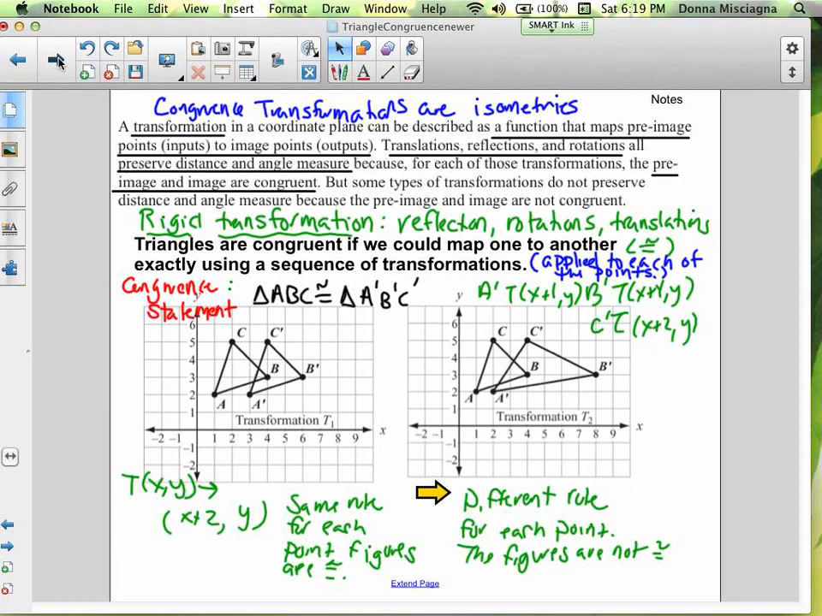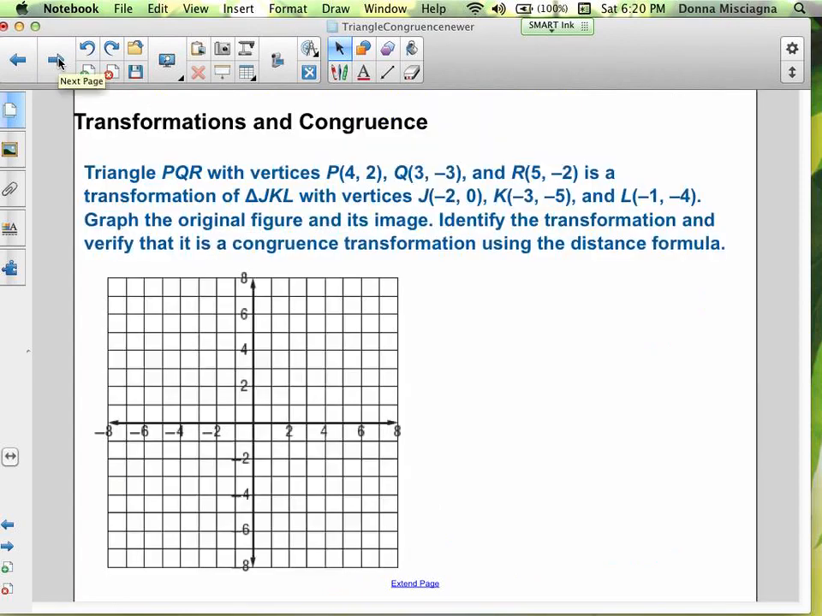And we're just waiting for the page to turn, and here it is. This one's not in your notes. We're going to do a couple that aren't in your notes, and then we're going to do a couple in your notes. And it's transformations and congruence, right? So we're going to be graphing a couple figures and determining the rule that maps our pre-image to the image, and that proves the two triangles are congruent.